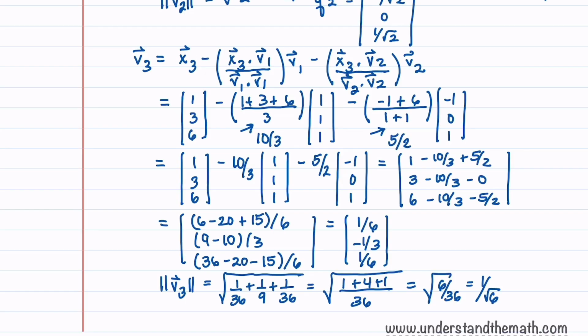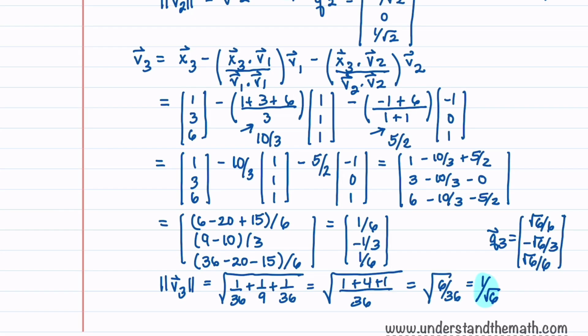When we compute Q3, let's see if we can squish it in up here. What we're going to do is take V3 and divide it by the magnitude of V3. Because the magnitude of V3 is 1 over root 6, we're just going to multiply each component by root 6. So we end up with root 6 over 6, minus root 6 over 3, and then a root 6 over 6. Yay, we did it.